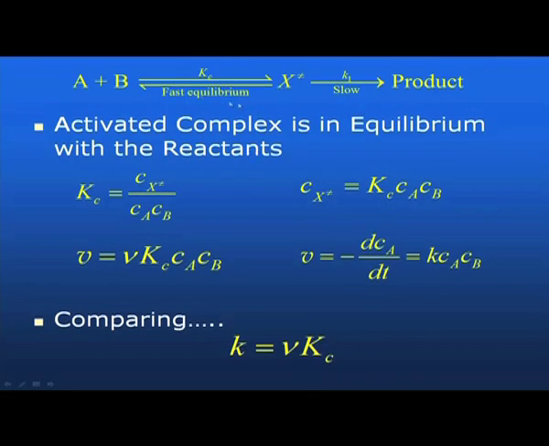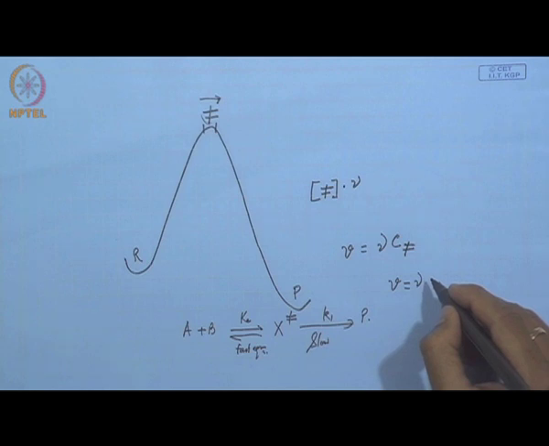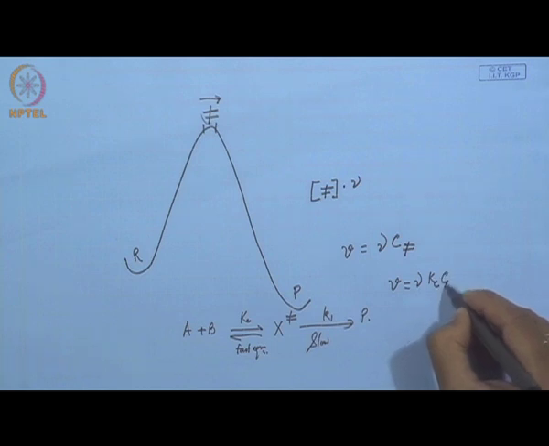Okay. Now, this activated complex is in equilibrium with the reactants. So, the equilibrium constant Kc can be written in terms of concentrations: the concentration of the activated complex divided by the concentration of A and the concentration of B. So, you can write C double dagger, the concentration of the activated complex, equal to Kc into Ca into Cb. Okay. So, the velocity of the reaction is equal to nu, the frequency with which it is passing the top of the barrier, times Kc times Ca times Cb.